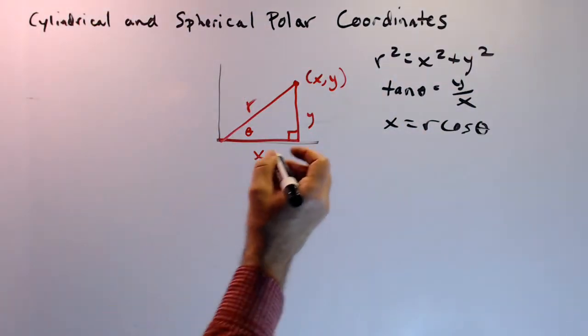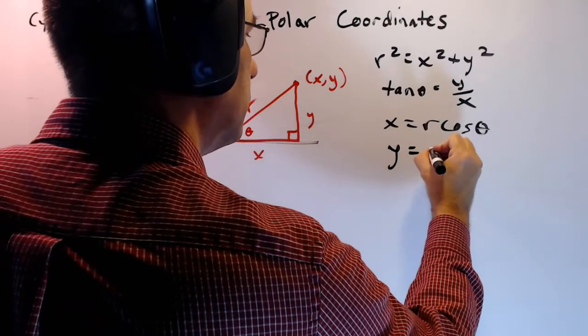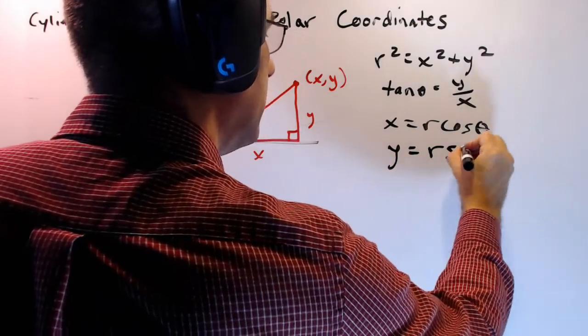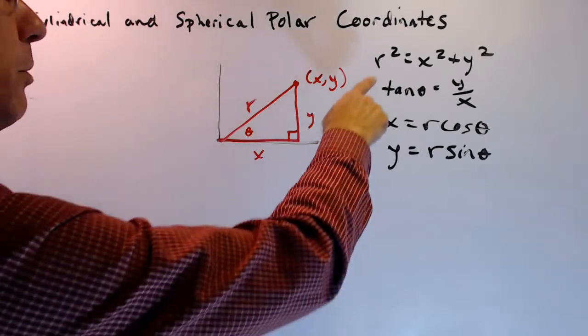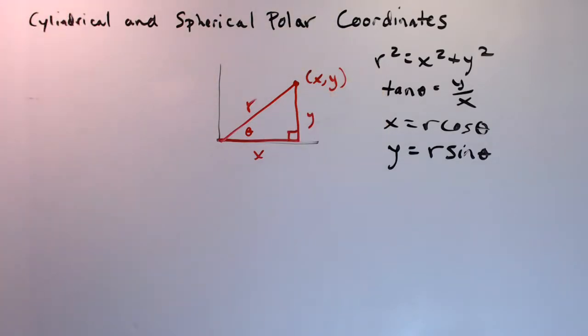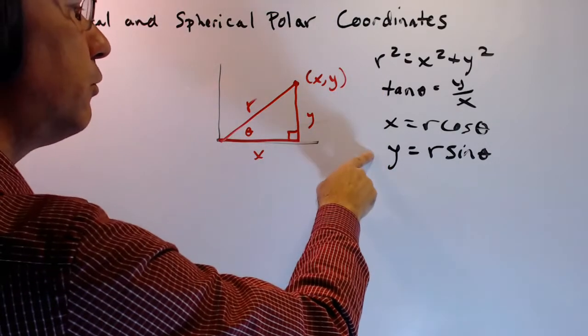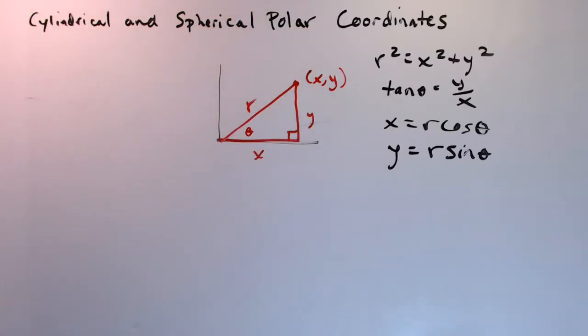And not surprisingly, y is equal to r sine theta. If someone gives you values for x and y, you can use the first two formulas to calculate r and theta. If they give you r and theta, you can use these two formulas to calculate x and y.